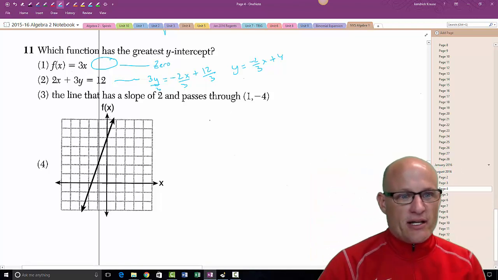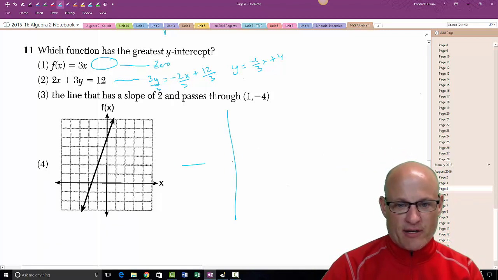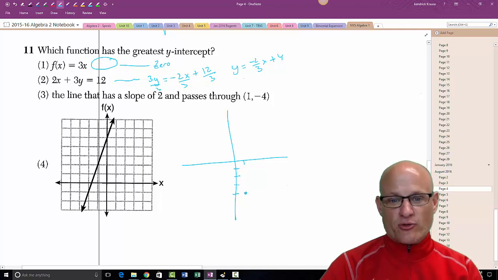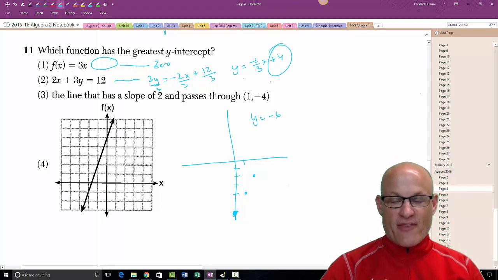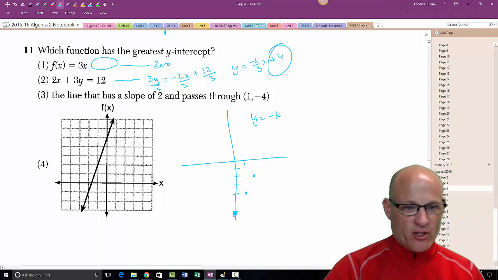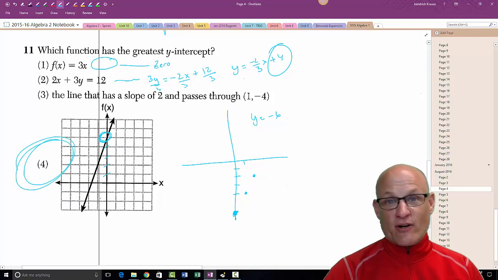This one, a line that has a slope of 2 and passes through 1, negative 4. So I'm going to need my graph paper here. It goes through 1, negative 4 and has a slope of 2. So it's going up 2 and over 1. But if I go back 2 and over 1, the y-intercept is going to be way down here. So that's going to be a y-intercept of negative 6. So far, that's the winner. Now I've got to look at this one. 1, 2, 3, 4, 5. That one has the greatest y-intercept.